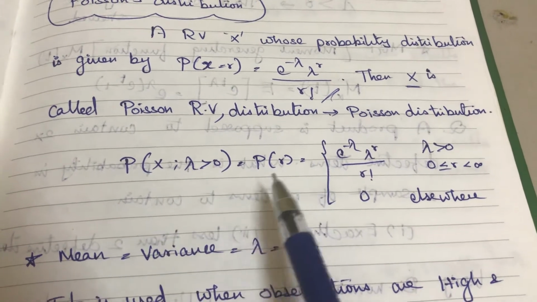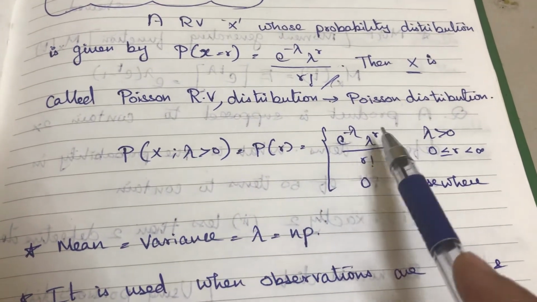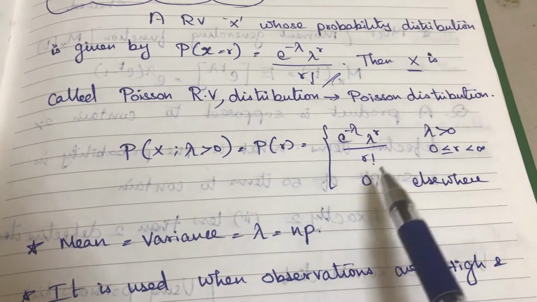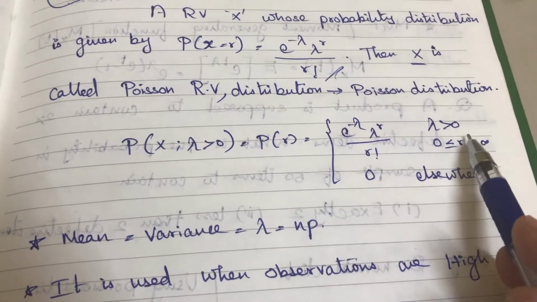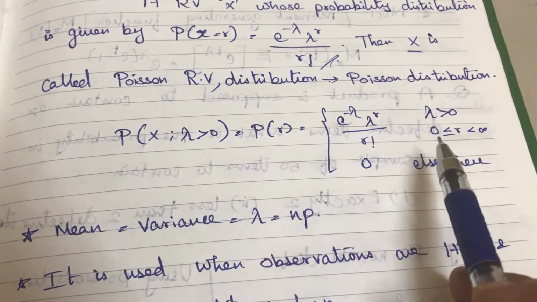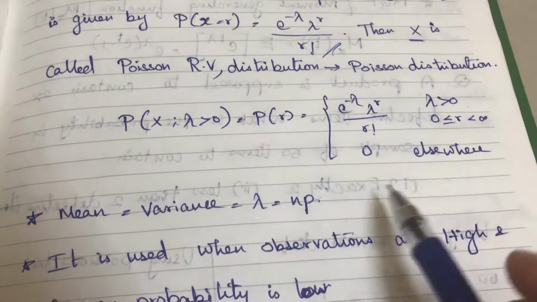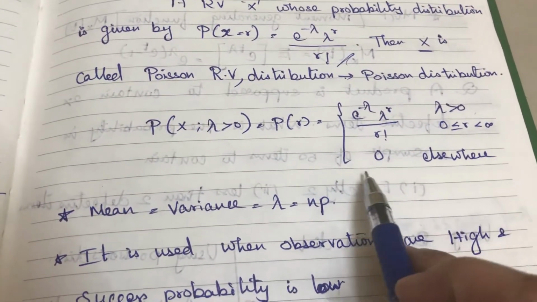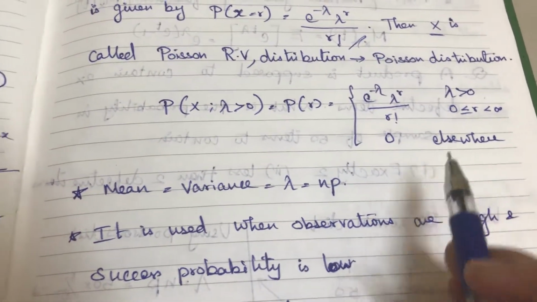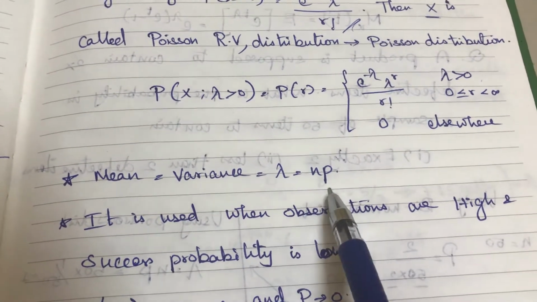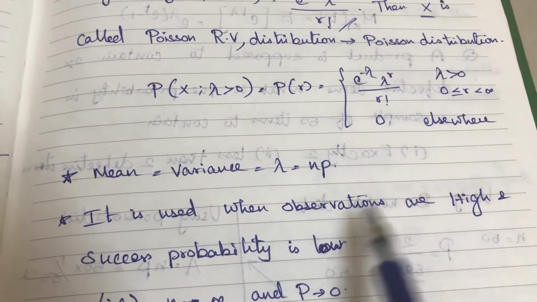So what is the formula? P(r) is equal to e^(−λ) into λ^r by r factorial. This is for r from 0 up to infinity. Okay, so I have written it here. Otherwise it will be 0. Here the mean is the same, np. So lambda is equal to np.